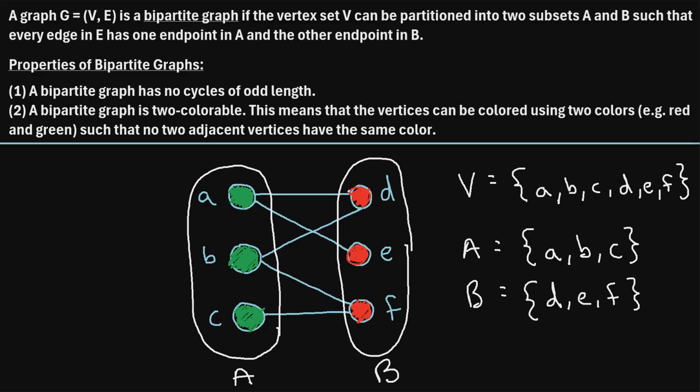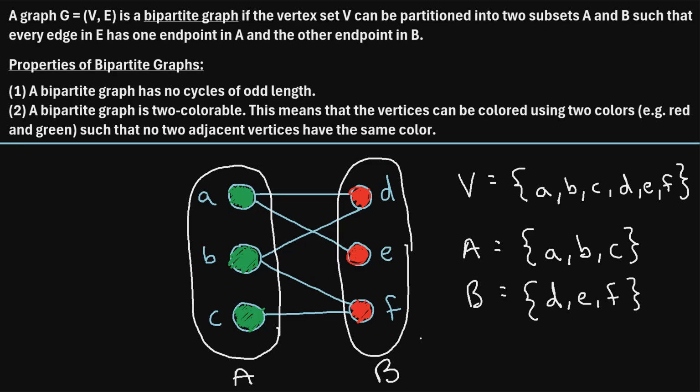So if we consider, for example, this edge right here, we can see that it has one endpoint in subset A and the other endpoint in subset B. And similarly, if we consider this next edge right here, it has one endpoint in subset A and another endpoint in subset B. And if we consider this next edge right here, we can see it also has one endpoint in subset A and one endpoint in subset B. So every edge we'll notice in this original graph has one endpoint in subset A and the other endpoint in subset B, which is the definition of a bipartite graph.